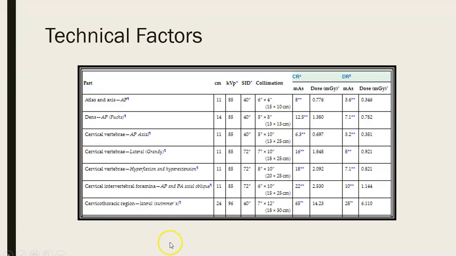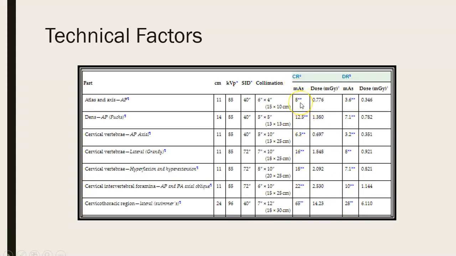These are all your technical factors for each projection here. So you can see you have the SIDs here. Our kVPs are almost all 85. The only one that isn't would be our swimmer's position. And then our mAs are here for CR and here for digital. Again, they're about half for digital than what they are for CR.